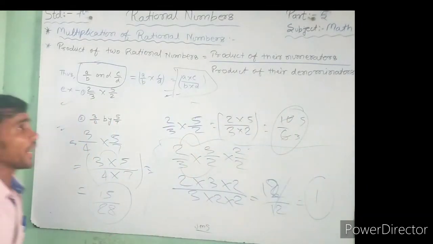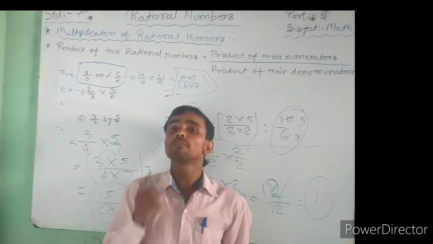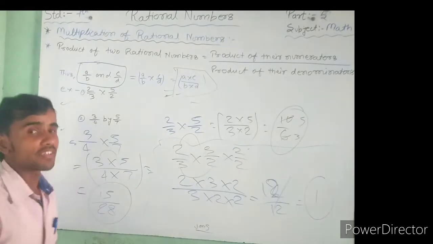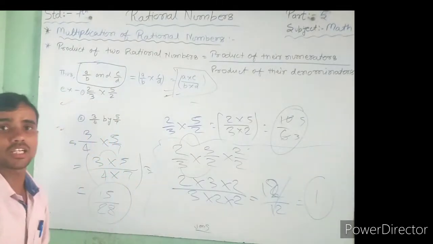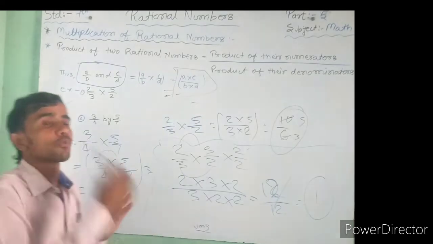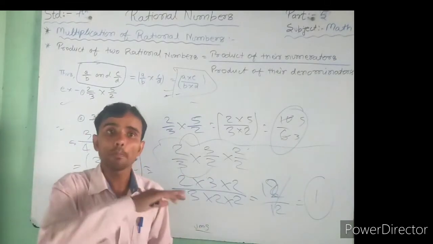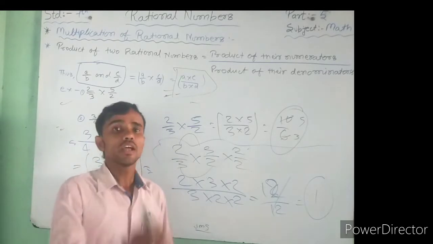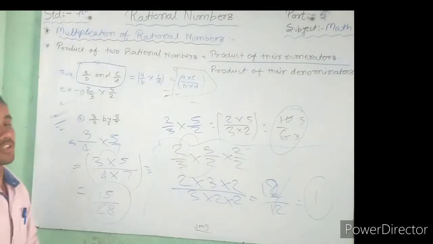Is that simple? My dear students, when you solve any question on multiplication of rational numbers, it is very simple. First you find the product of the numerators, divided by the product of the denominators. After that you find your answer. That is the way of multiplication of rational numbers.